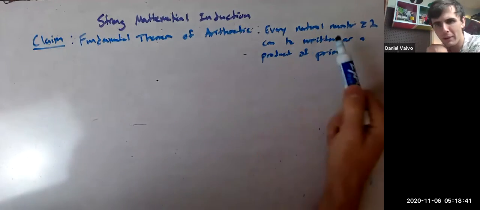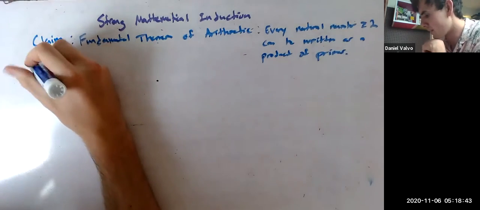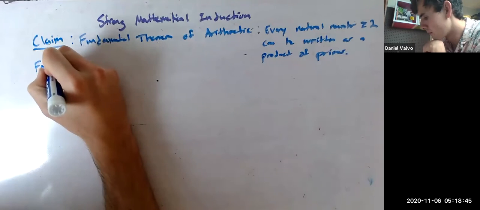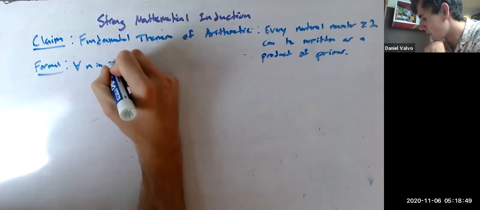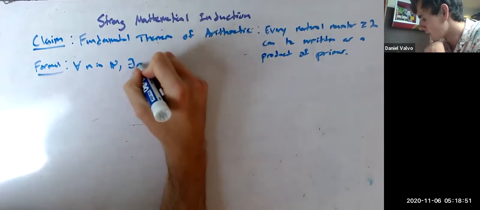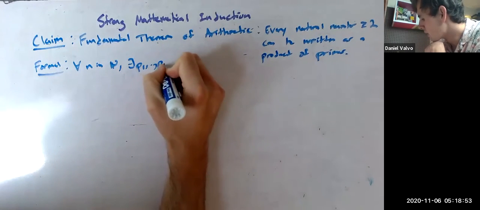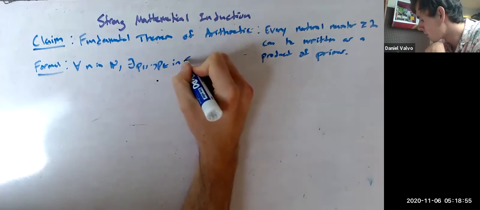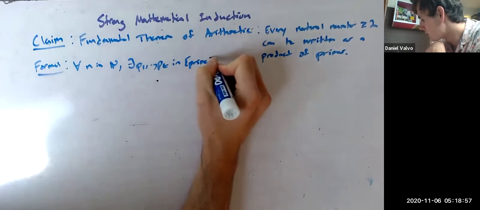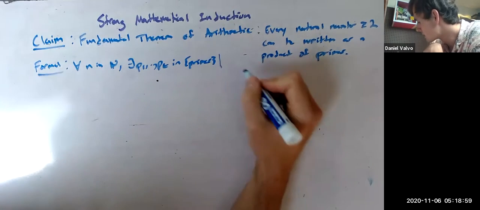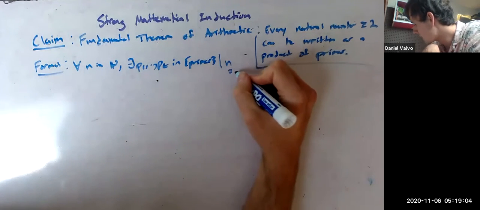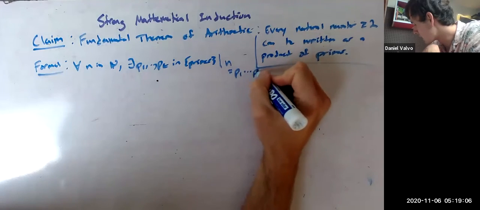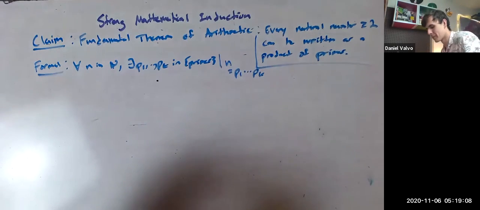I'm not going to write the formal claim. I hope we understand what I'm talking about. Actually, I'll write it formally. This is just saying that for all n in the natural numbers, there exist P1 through Pk in primes such that n equals P1 times P2 times P3 all the way up to Pk.